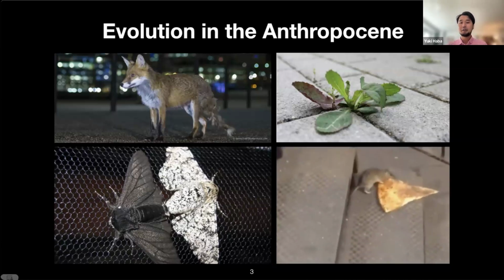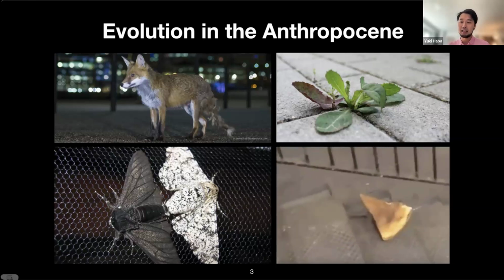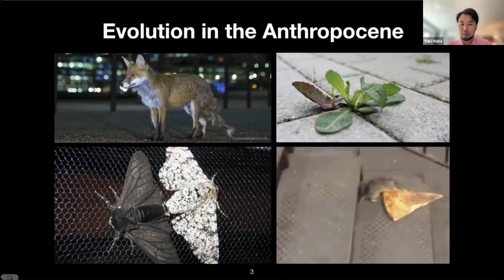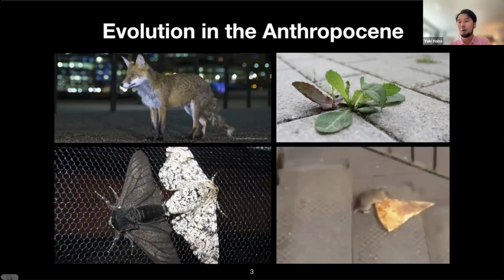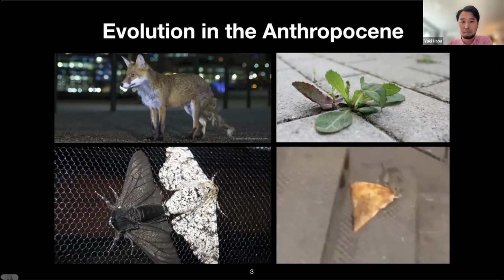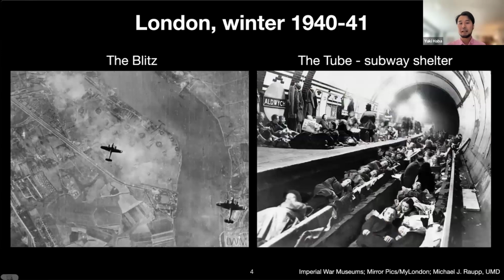So today, I'd like to introduce you to one of the most fascinating examples of evolution in the Anthropocene. And to do so, I'd like to take you back in time with me to a cold winter in London, 1940. In the winter of 1940-41, the Second World War was raging, and Londoners faced a sustained bombing campaign known as the Blitz. Many people sought nightly refuge in the city's underground subway system, or the Tube. However, the Londoners in the Tube found themselves attacked by yet another enemy, mosquitoes.